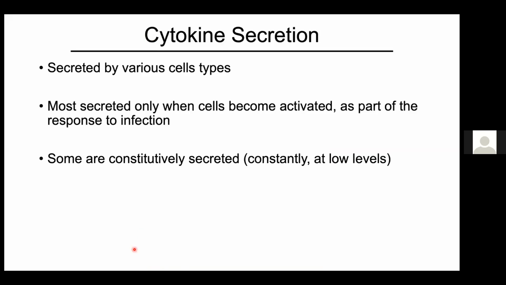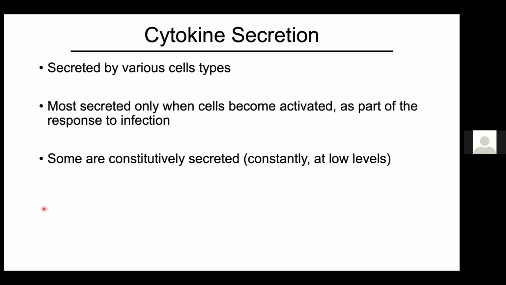So in terms of secretion, we've said cytokines are secreted by various cell types, mainly cells of the immune system, but you can get some non-immune cells. Most are secreted only when the cells become activated. Remember, we talked about tight regulation because they have very potent effects. So there has to be an inducing stimulus. Most of the time it's an infection, which now causes the cells to secrete the cytokines and so forth.